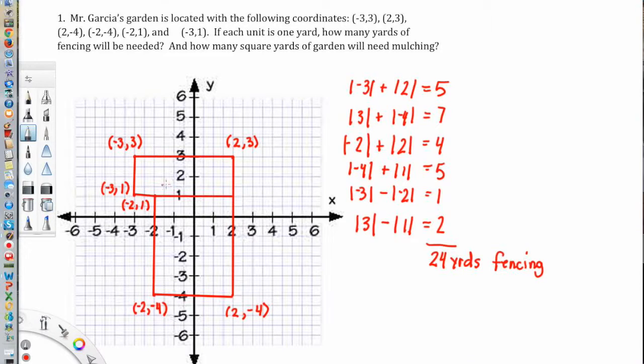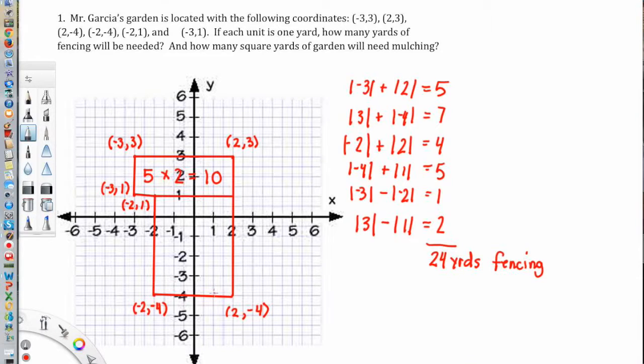The width of this first rectangle, going from -3 to 2, is 5. And then the length of this, we're going from +3 to a +1, which makes it 2 units. So this is a 5 by 2 box, which is going to give us 10. It has the area of 10 square units, and the units are yards. Let's move on to our next rectangle.